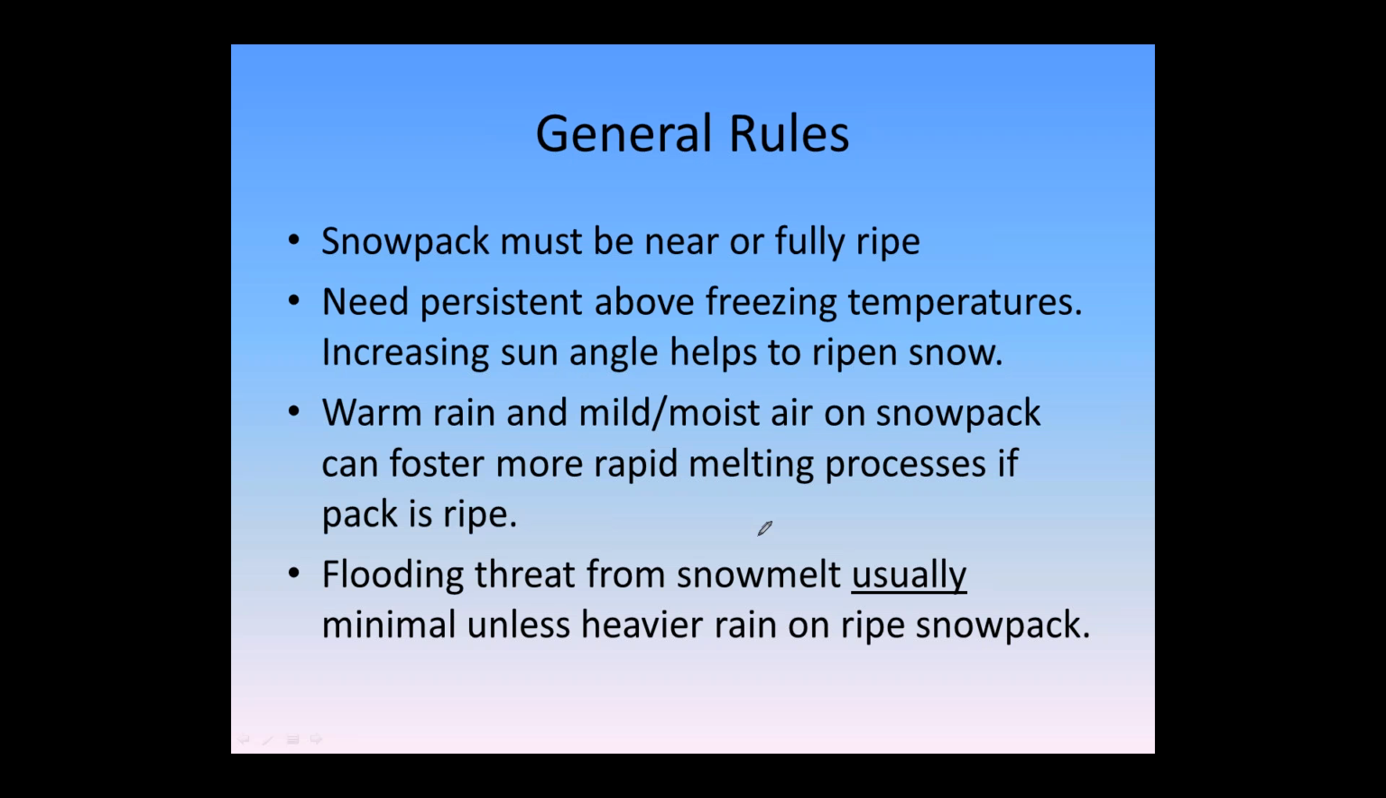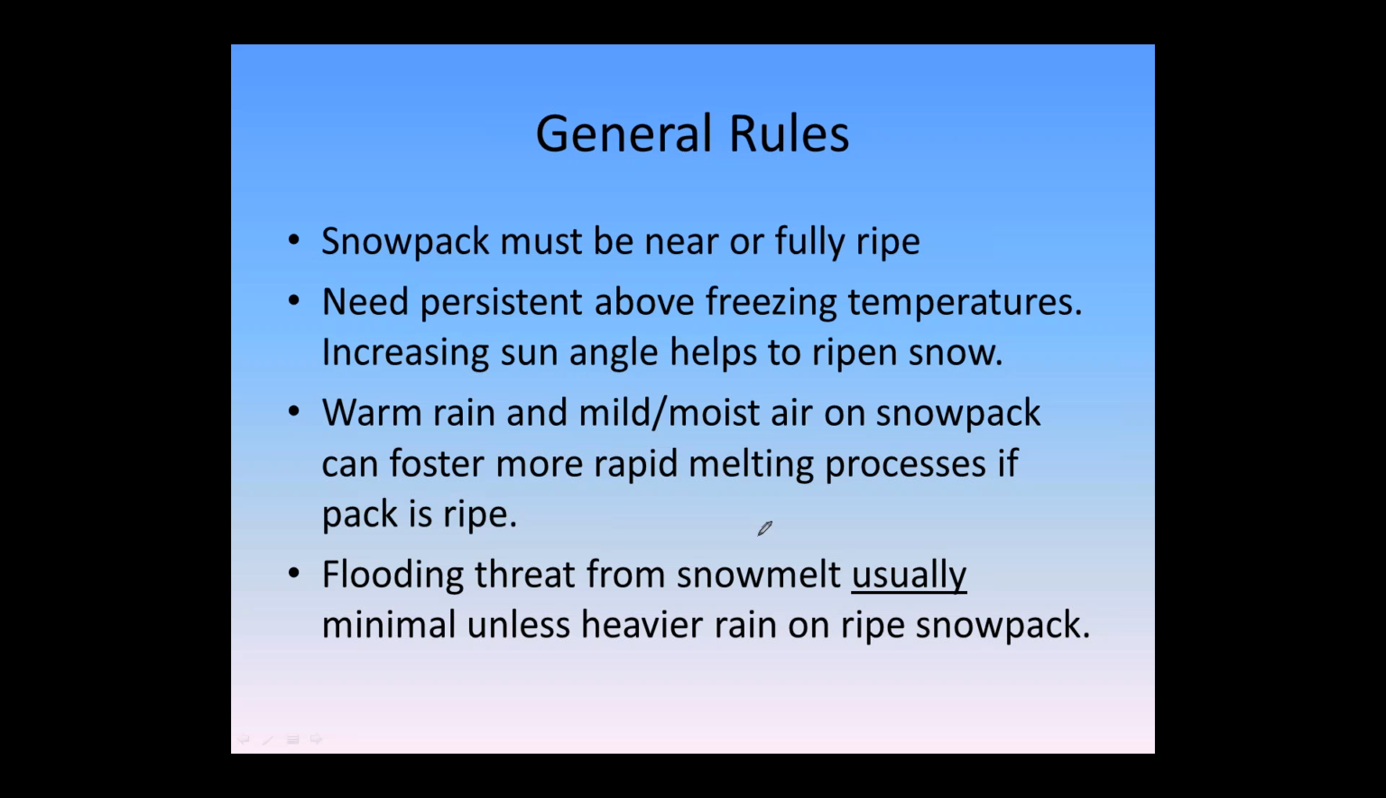You need persistent above freezing temperatures. Of course, increasing sun angle helps to ripen the snow late in the winter, but you can have a thaw. We had our thaw generally this year in early January, and then that was it. Late December around Christmas time. Actually, the thaw came a little early this year. So you can have above freezing temperatures and get that snow to melt early in a thaw.